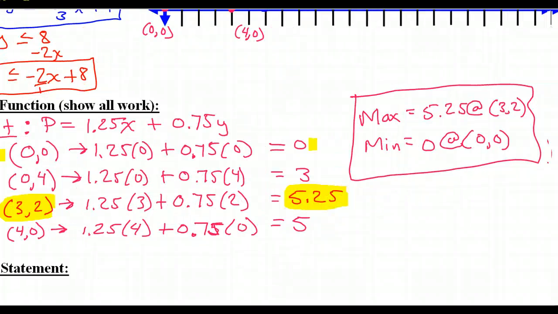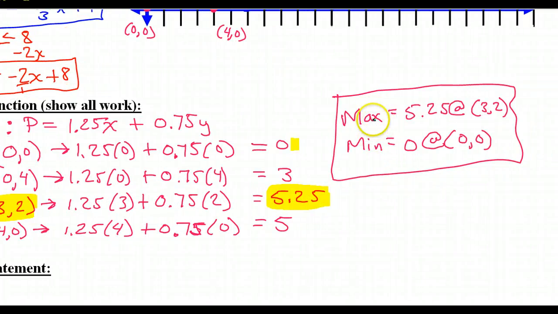So when we said we had this maximum profit of $5.25, and that occurred at 3, 2, the 3 tells us how many loaves of banana bread, because that's x. And that 2 tells us 2 loaves of pumpkin bread, because that was y. Now, when you write your summary statement, I want you to mention all 3 of these numbers.